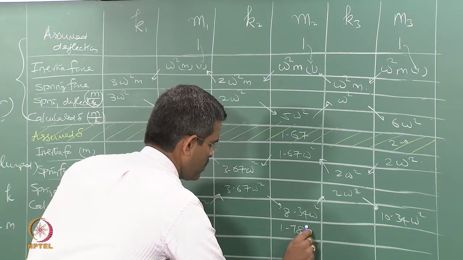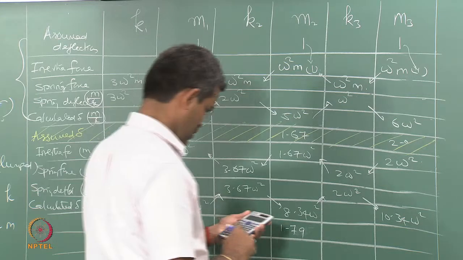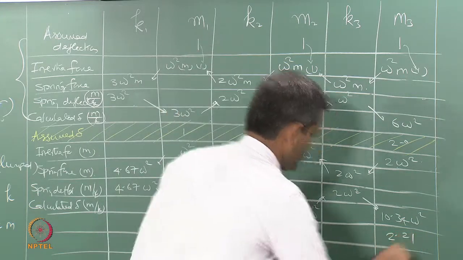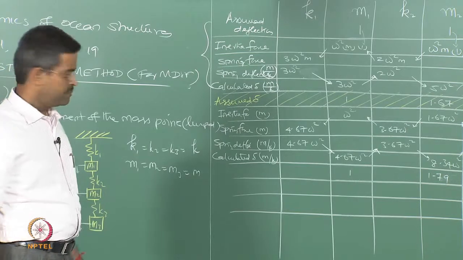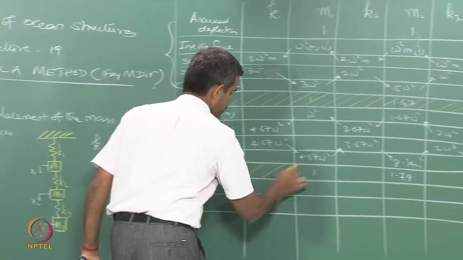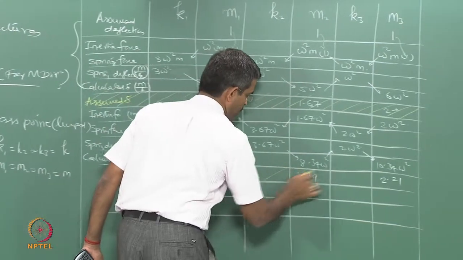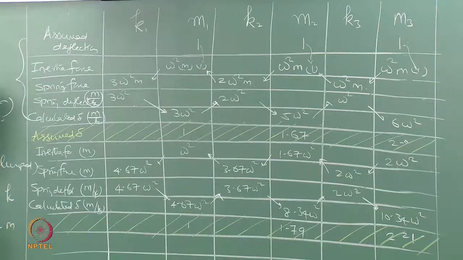1.785, let us say 1.79, 2.21. So, we started with 1.67 and 2.0, but we landed on 1.79 and 2.21. So, this is again banded. So, let us do one more iteration.